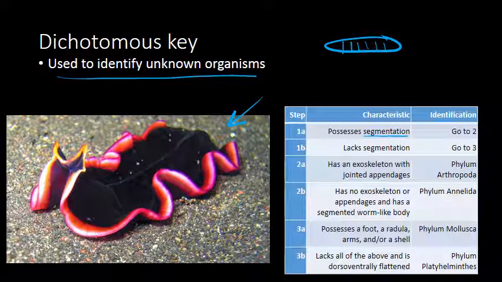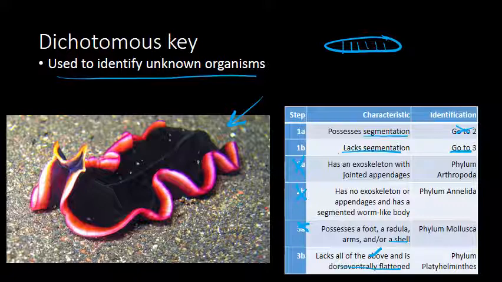We can see that it does not have any lines dividing its body. So we are not going to go to 2. We're going to look at 1B, which says lack segmentation, which is true. We're going to go to 3. So I skip 2A, skip 2B, I go down to 3A and 3B. 3A says it has a foot, a radula, an arm, or a shell. I don't see any of these things, so that is not correct. I look at 3B. It lacks all of the above, true, and it is dorso-ventrally flattened.